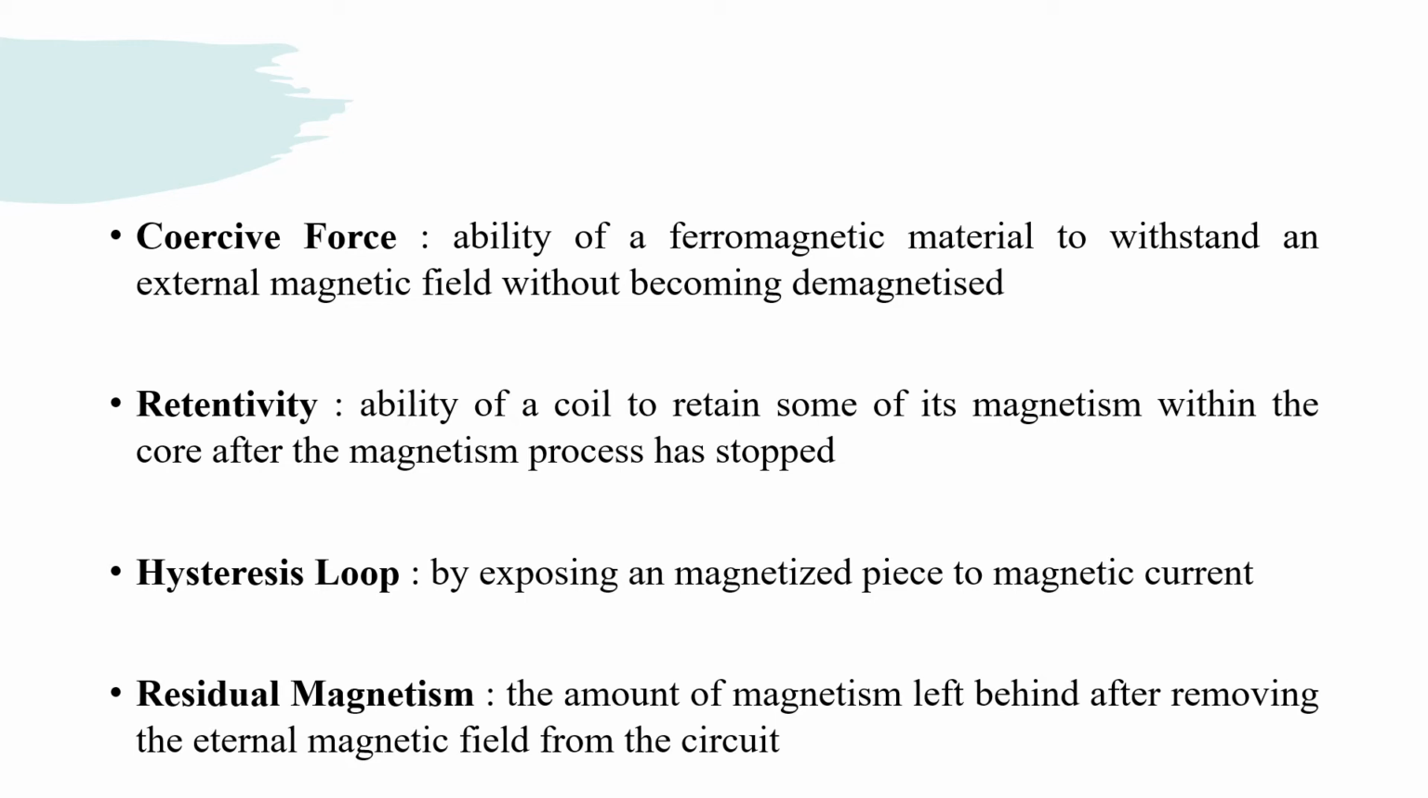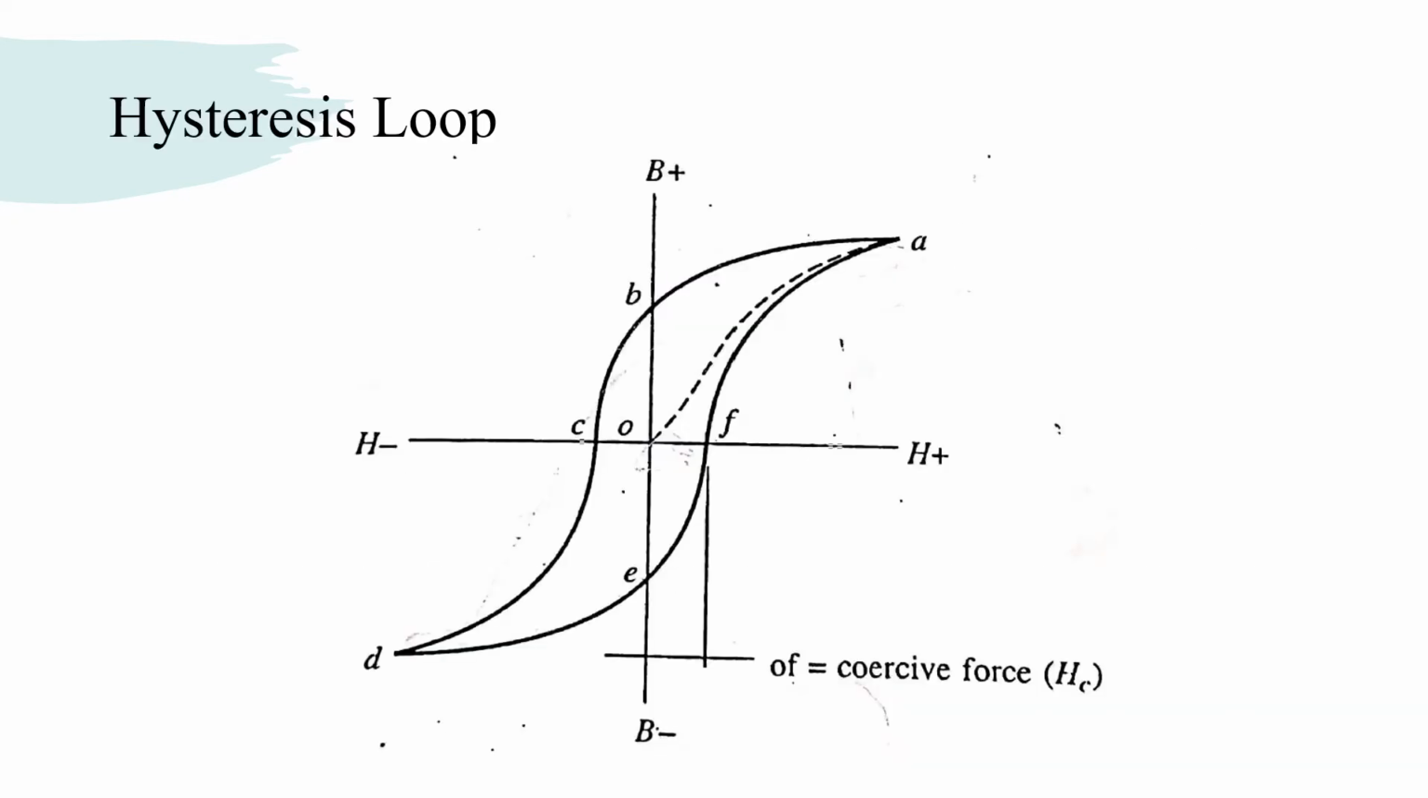So students, coercive force is the ability of a ferromagnetic material to withstand an external magnetic field without becoming demagnetized. Retentivity is the ability of a coil to retain some of its magnetism within the core after the magnetization process has stopped. And residual magnetism is the amount of magnetism left behind after removing the magnetic field from the circuit. Now we come to the next topic, that is the hysteresis loop.